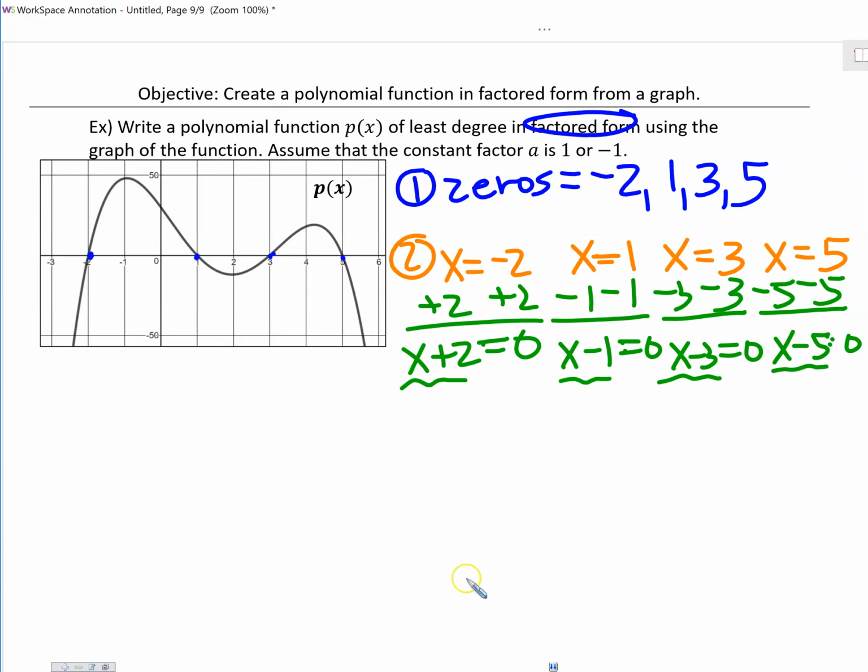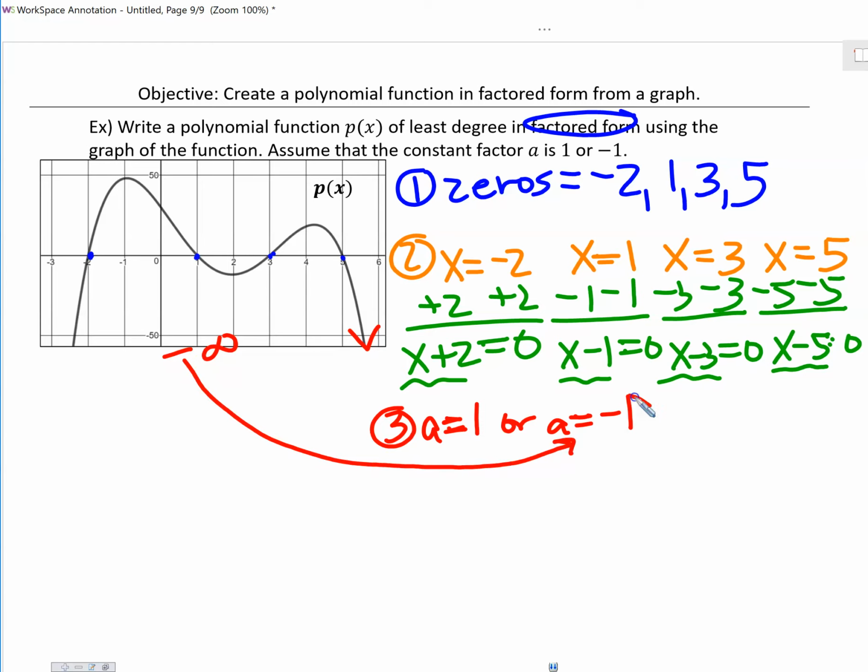So we also need to figure out what our a value is. So is it +1 or is it -1? So that has to do with the end behavior. And again, I can just focus on the right end. The right end is heading down, so it's going to -infinity. So that tells me that my a value here will be -1, meaning there is an x-axis reflection in this situation. And so now I can put it all together and write my function.